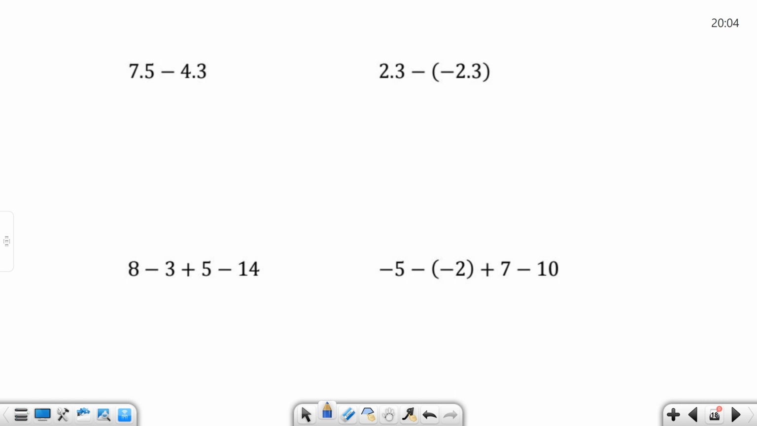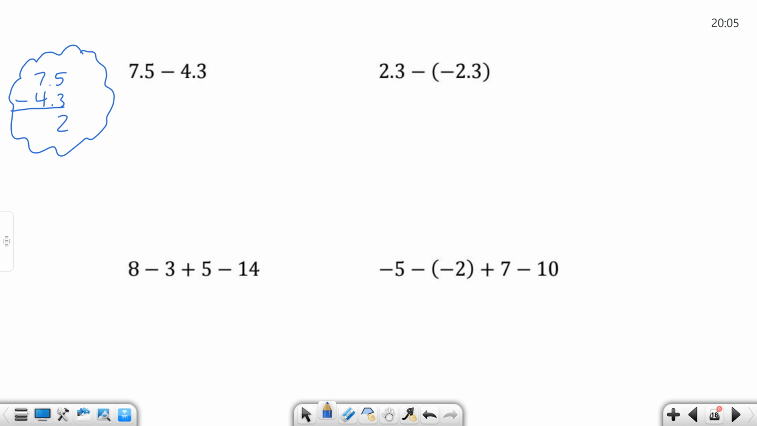So we have 7.5 minus 4.3. So the signs are different. And so what I'm going to do with decimals, again, I'm going to come out here in a thought cloud and say, okay, 7.5 and 4.3. Remember, we line our decimals up. And we subtract here, right? The signs are different. We're subtracting. Doesn't matter which one's larger. We're still subtracting. Then we keep the sign of the larger.